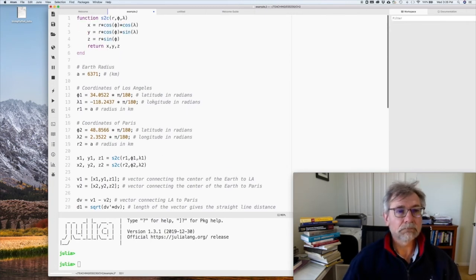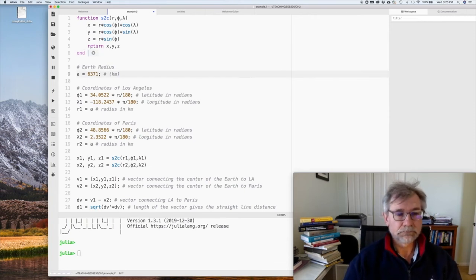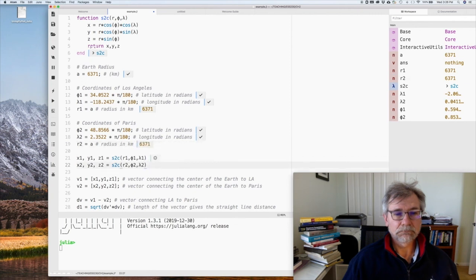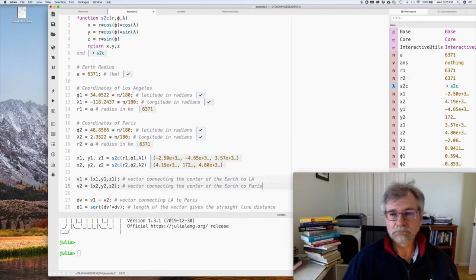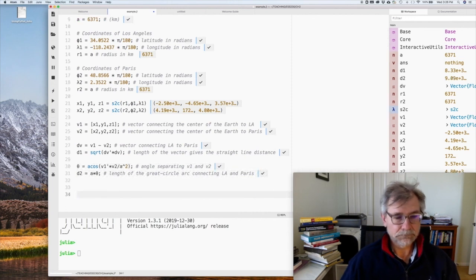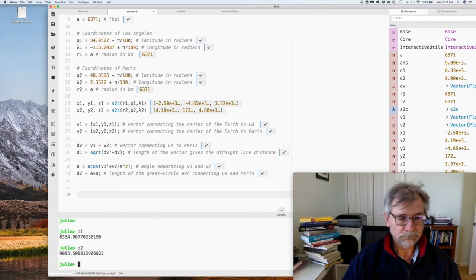So now to run all this code, in my Juno environment, inside the Atom editor, I just do shift return, and that will compile and evaluate each line. The little check mark means everything evaluated okay. And then to see the answers, I'm just going to type in d1, d2, and the difference between d1 and d2. Answers are in kilometers.